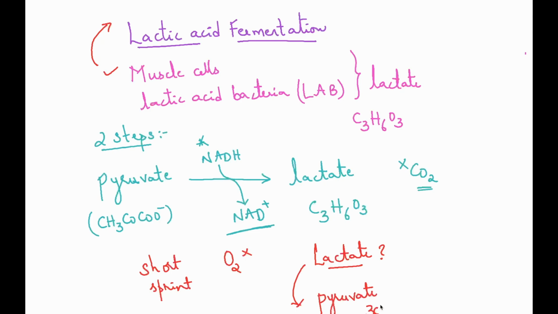So pyruvate is a 3-carbon compound, and this pyruvate can again be fed into aerobic cellular respiration. So production of lactate is just a short-term process, and whatever lactate gets produced travels to the liver where it gets converted back into pyruvate. Now we know pyruvate can then enter into the next phase of cellular respiration, which is Krebs cycle. So to conclude, we have aerobic respiration, we have anaerobic respiration, and we also have fermentation.